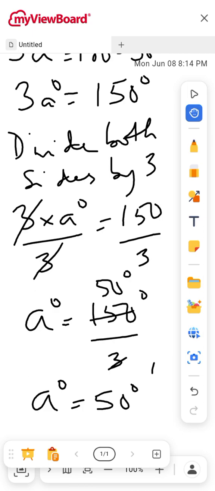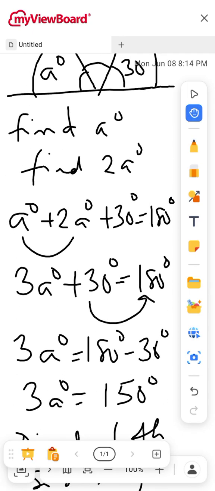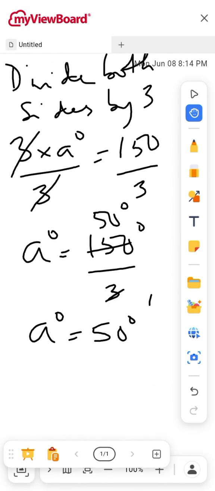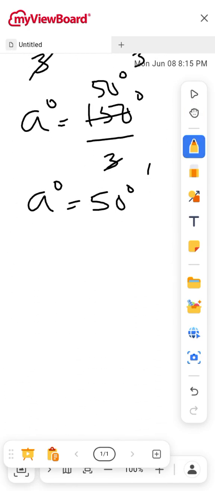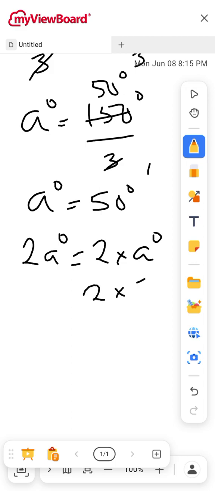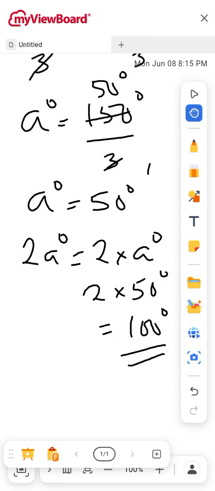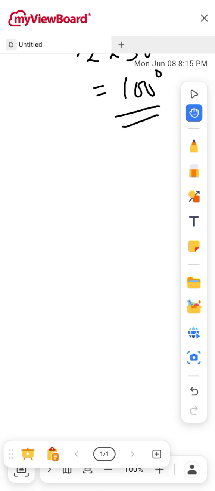And I think the question requires that we find A and 2A. Now, if A is 50, what is the value of 2A? 2A means 2 multiplied by A, so that is 2 multiplied by 50 degrees, and that will give us 100 degrees. Are we together?